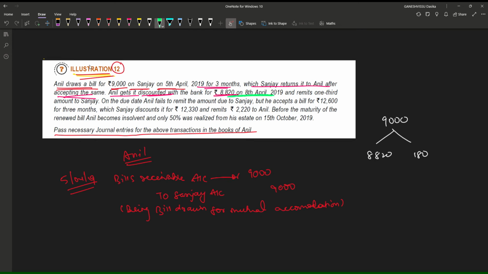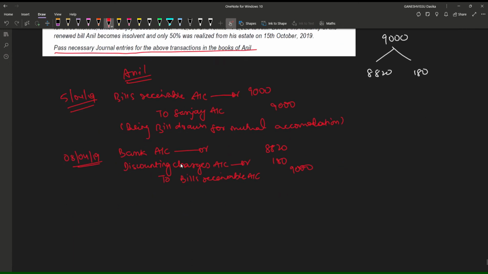On 8th April that has been discounted with the bank. Okay, let us write the same entry. On 8th April 2019, bank account debtor, discounting charges account debtor to bills receivable account. Okay, the entry would be: being bill discounted with bank.